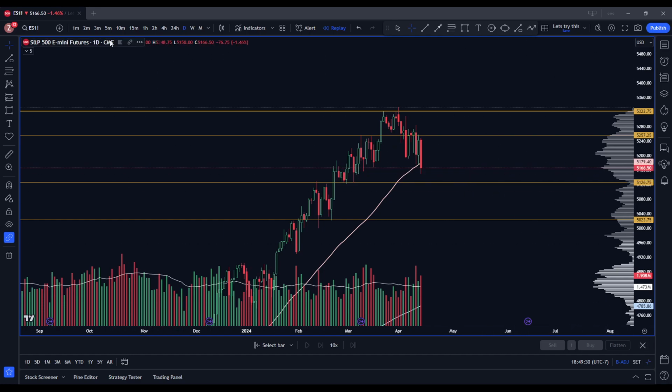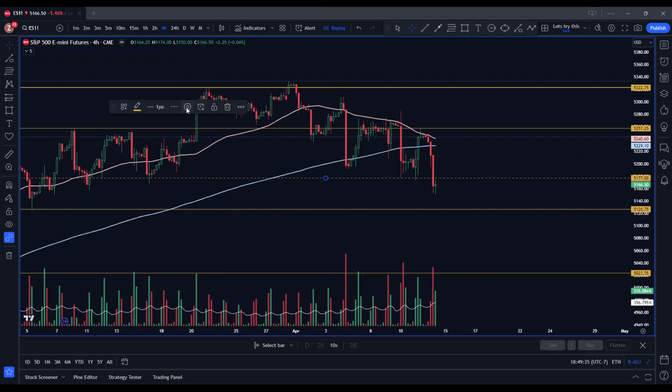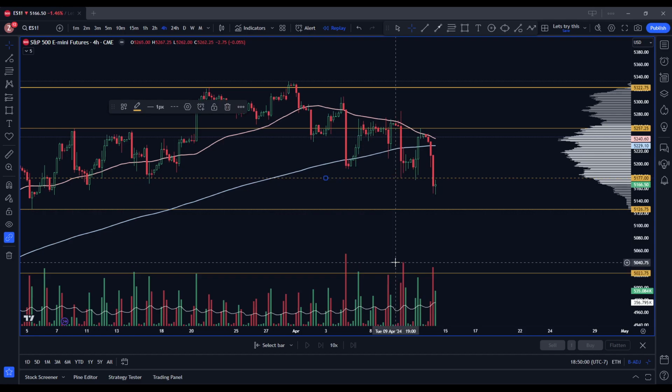And again, the way you do that is, we click on the settings here on the level, and the visibility. We have style, text, coordinates, and the last one, visibility. You want to set it to only be visible on seconds, minutes, and hours, not on days and weeks. When you're on the smaller time frame, you're going to be able to see all of these levels, but it's set up in such a way that it's not going to clutter our chart. Okay?